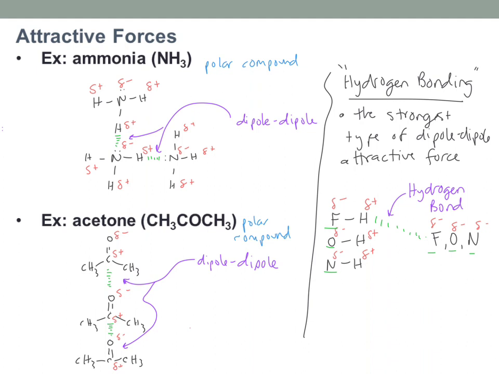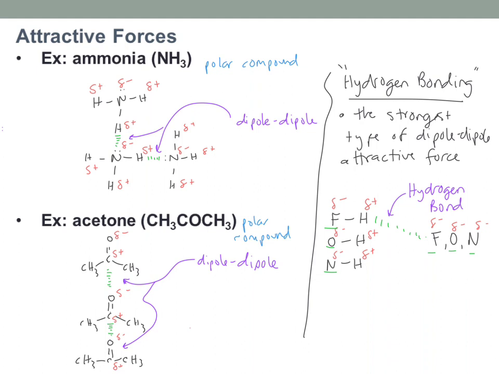I don't like that it's called a hydrogen bond, because then students think that it's a bond, like a covalent bond. It is just an attraction. It is just an attractive force, just like dipole-dipole, just like ion-ion. There's just two oppositely charged things attracted to one another.